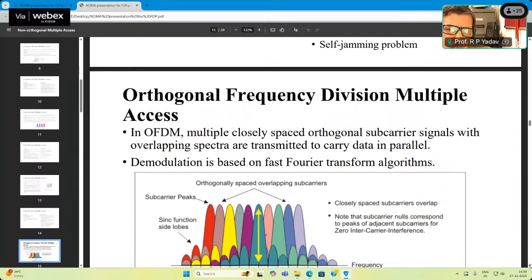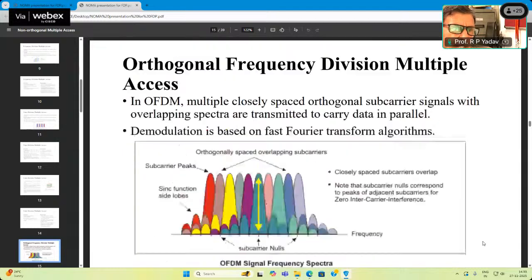Now then comes the orthogonal multiple access, and in OFDM, closely spaced orthogonal subcarrier signals with overlapping spectra are transmitted. That's what the 4G systems we have been using do. And now demodulation is based on fast Fourier transform algorithms. If you look at this particular slide, we have the subcarrier peaks.